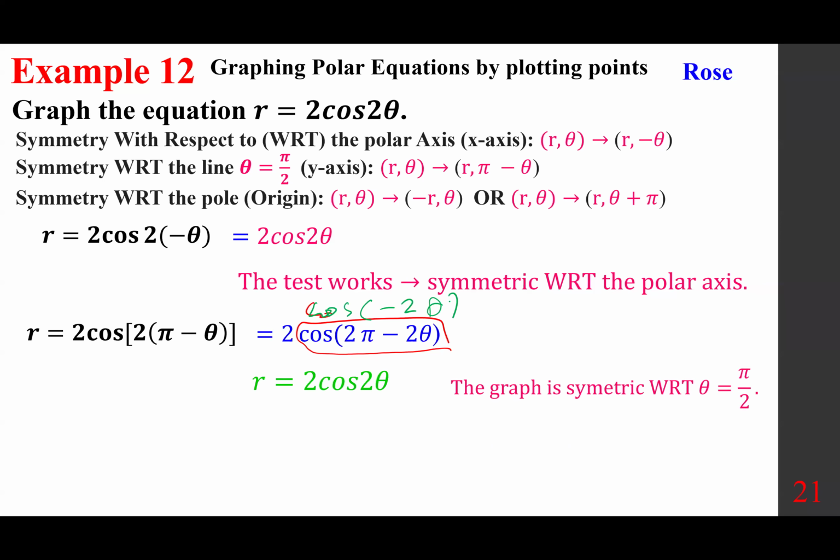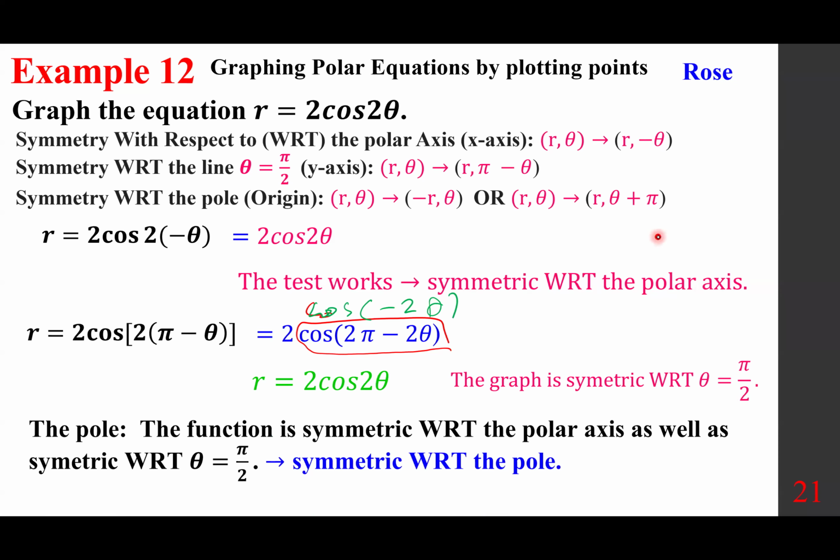So that works. The graph is also symmetric with respect to theta equals pi over 2. It so happened, if that's the case, where the function is symmetric with respect to the polar axis and pi over 2, it's symmetric with the origin as well, the pole. The function is symmetric with respect to the polar axis as well as symmetric with respect to theta equals pi over 2. Therefore, it makes it symmetric with respect to the pole.